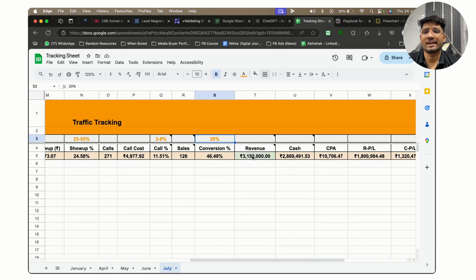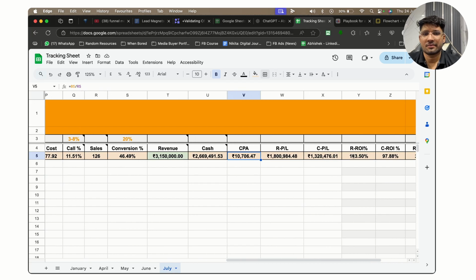Now comes the revenue. We collected 31 lakh rupees and 50,000 rupees out of this campaign. The formula here is all the sales times your product price. If you want to understand how much cash you have, just remove the GST from here. Cost per acquisition: to sell a product worth 25,000 rupees, we were spending 10,000 rupees to acquire a client.